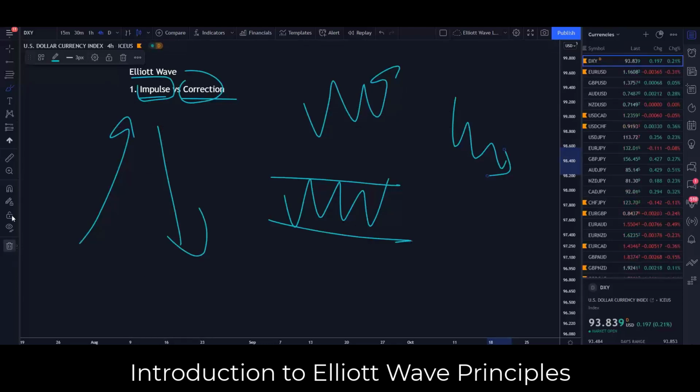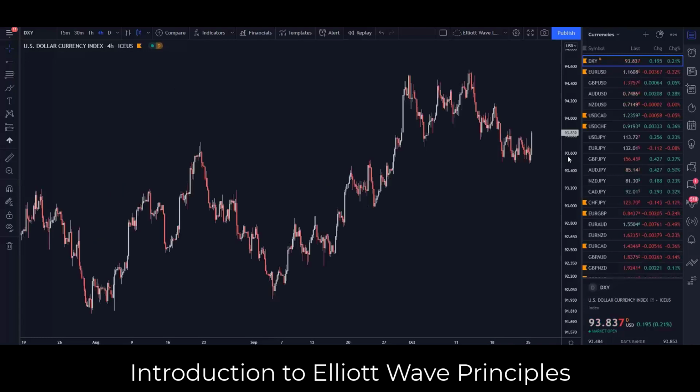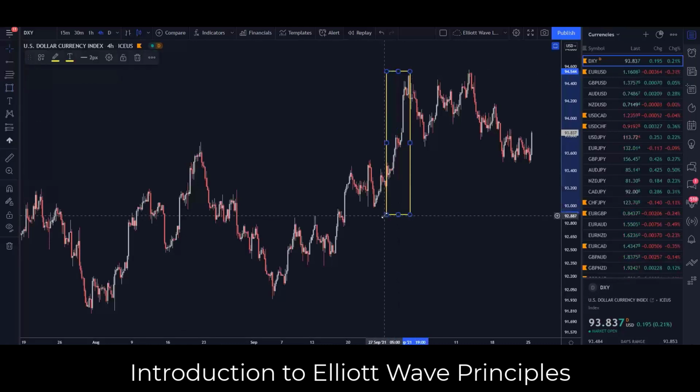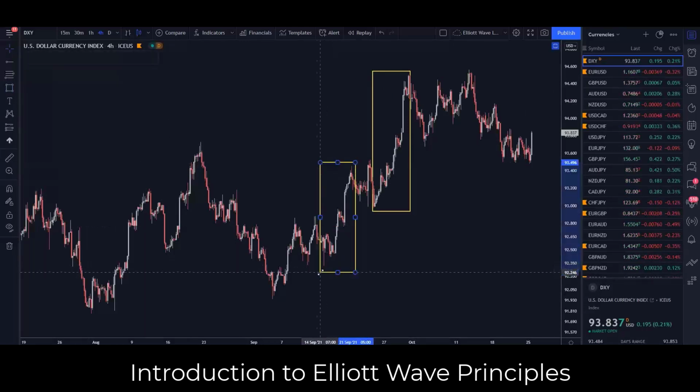So if we jump into any technical chart, any time frame, you'll be able to identify what are the impulses and what are the corrections. I think it's very straightforward. Just to highlight some of the impulses, you can see here the move to the upside is pretty strong. That will be an impulse. Even this here, the move to the upside is very clear cut and very strong. That would also be an impulse.